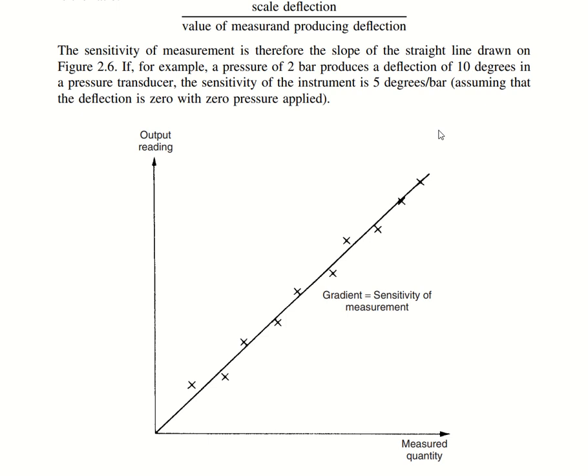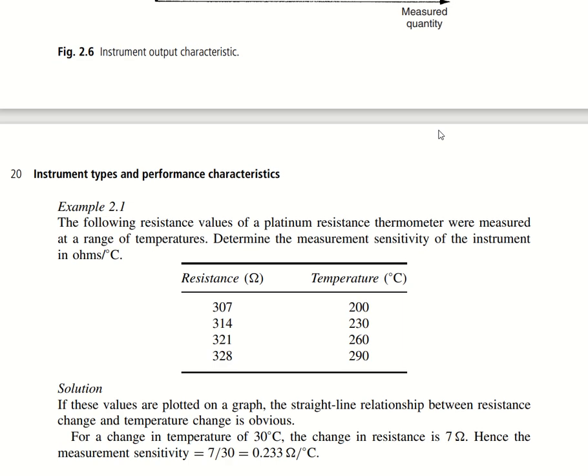For example, a pressure of 2 bar produces a deflection of 10 degrees in the pressure transducer. The sensitivity of the instrument is 5 degrees per bar, assuming the deflection is 0 with 0 pressure applied.